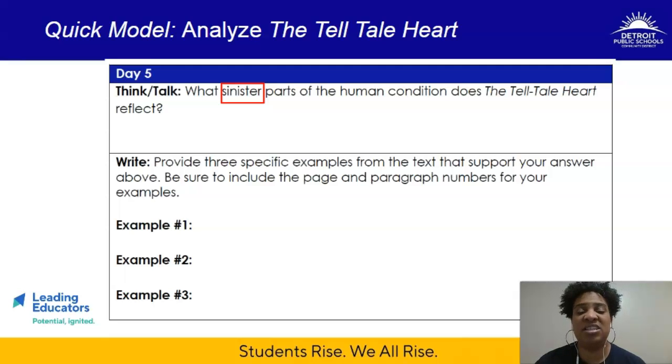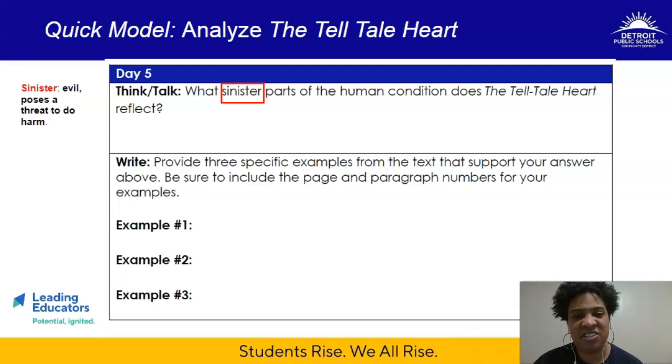Emphasis on the word sinister. And I feel like we've said the word sinister many times over the past few days. And now it's time to really get to brass tacks. What does sinister mean? The overall implications of the word sinister or definition is it refers to something that's evil or poses a threat to do harm. All right. So what evil or harmful parts, if I were to insert the definition instead of the term, of the human condition does the Telltale Heart reflect?